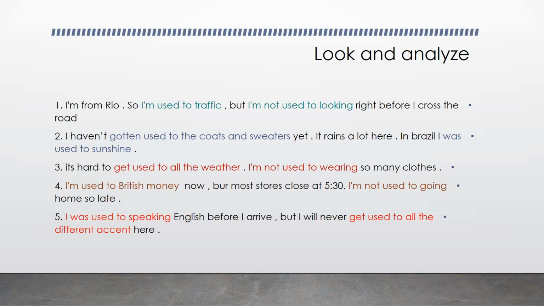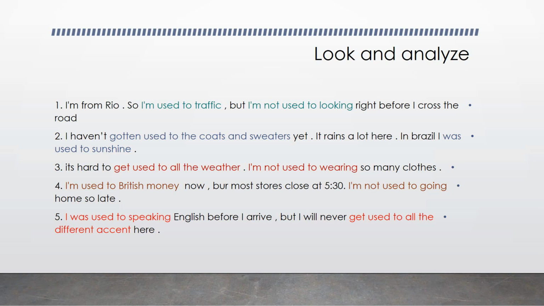In sentence number 4, I'm used to British money now. بمعنى أنه اعتاد على النقود أو العملة البريطانية. But most stores close at 5:30. I'm not used to going home so late. In the first part of the sentence, I'm used to British money بمعنى أنه اعتاد على التعامل مع النقود في بريطانيا. I'm used to because the situation is not strange or becomes no longer strange. لم يعد الأمر يعني غريب بالنسبة له. In the second part, I'm not used to going home so late. أنه لم يعتاد على الذهاب إلى البيت بوقت متأخر جدا. So I'm not used to here is followed by ing form, which is going, and the negative form is not used to.